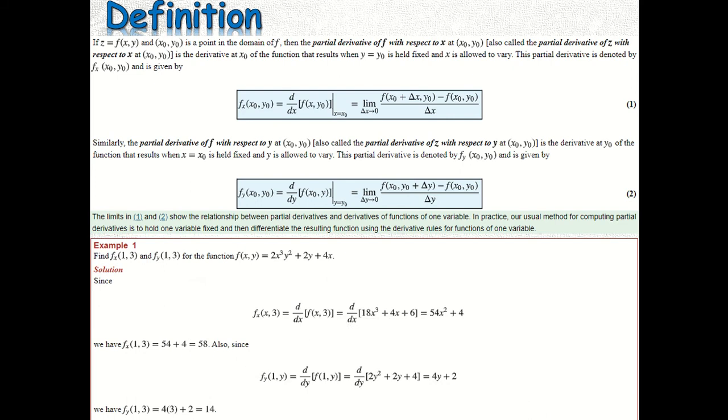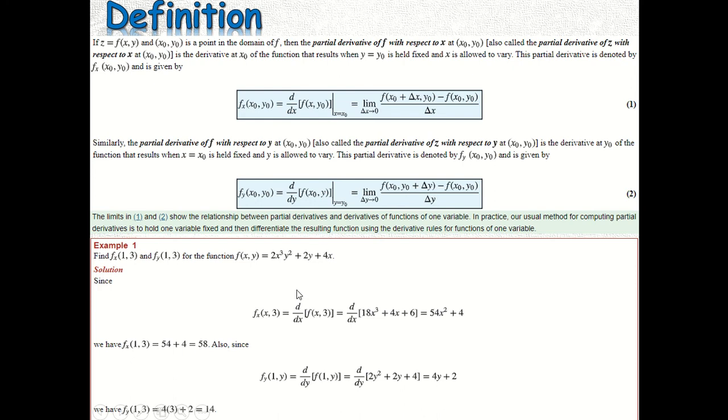So for example, if you're given this problem, find f sub x, meaning the partial derivative of the function with respect to x at this point. So in our definition, class, this is our x sub 0, this is our y sub 0, and f sub y, meaning the partial derivative of the function with respect to y, also at the same point with coordinates 1 and 3, where 1 is our x sub 0 and 3 is our y sub 0, for the function of x and y equal to 2x cubed y squared plus 2y plus 4x. So our solution here.